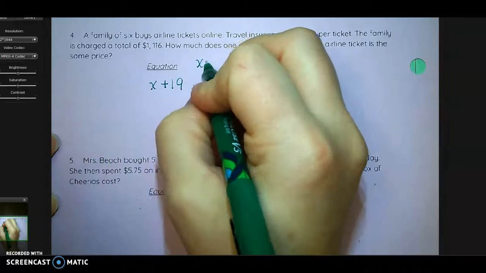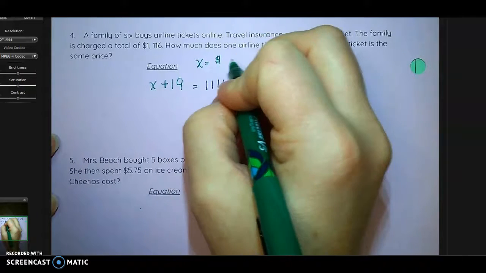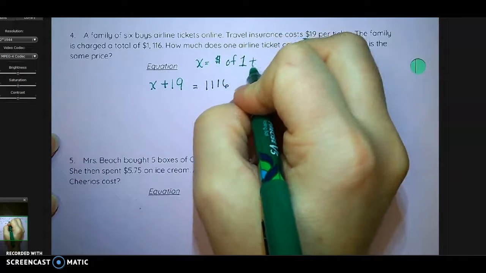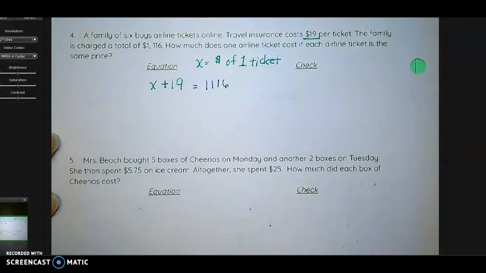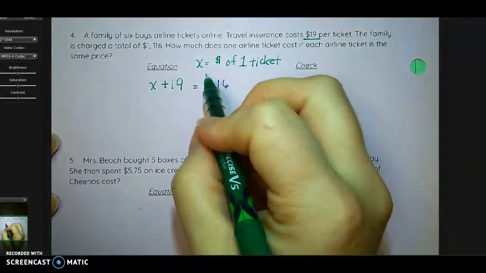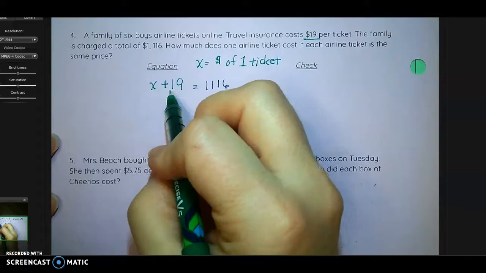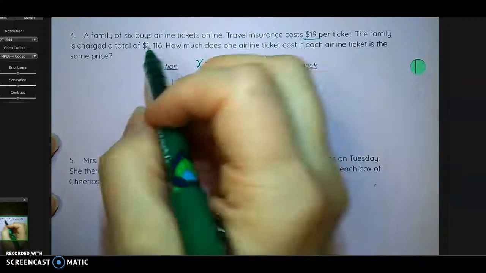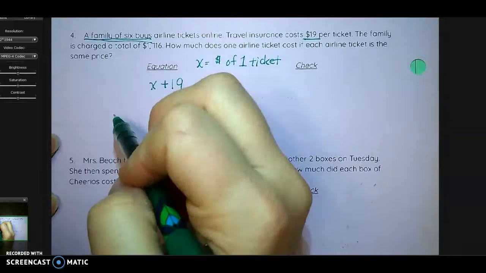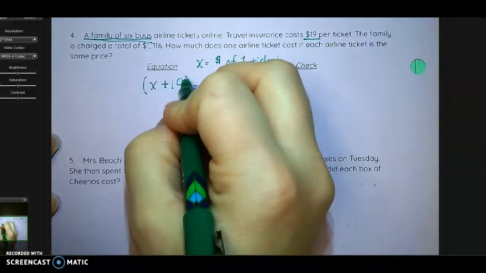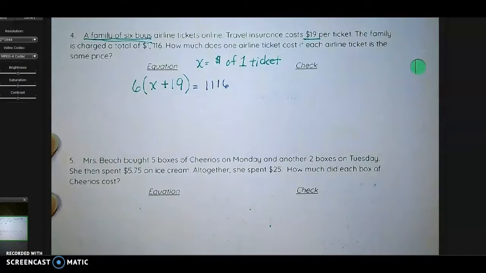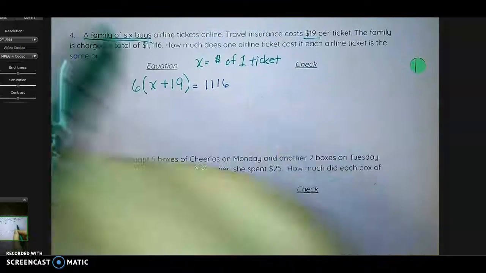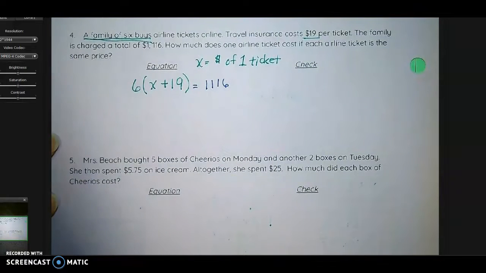So I'm going to make X be the cost of one ticket. And this is one of those where it really helps me to define my variable, saying that the X is going to be one ticket. So one ticket plus the $19 in insurance. And it's a family of 6. So that means whatever that happens there, I need 6 of those. Now, once again, I could start out and I could divide by 6. I could distribute the 6 and then divide by it at the end.